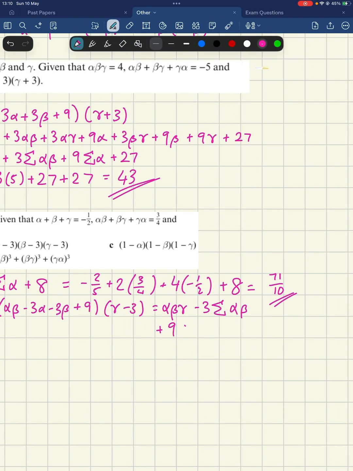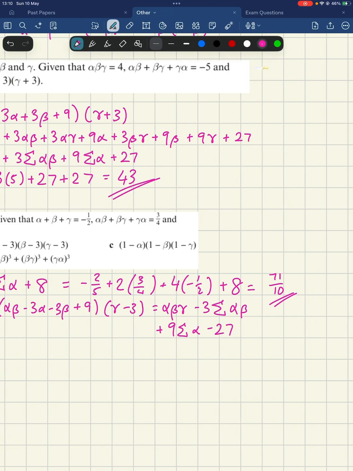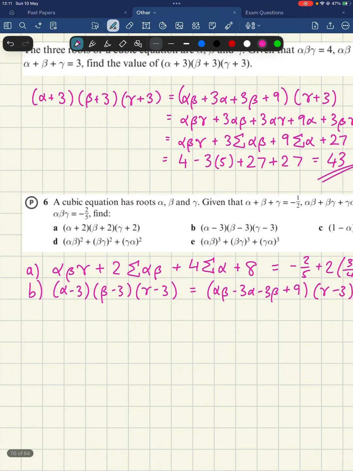So plus 9, sum of the individual roots. And then the final term will be minus 27. Okay, well this is equal to alpha beta gamma was -2/5, minus 3 lots of the doubles, which was 3/4, plus 9 lots of -1/2, minus 27, which is equal to minus 683/20. Okay, so that's part B. Part C now.